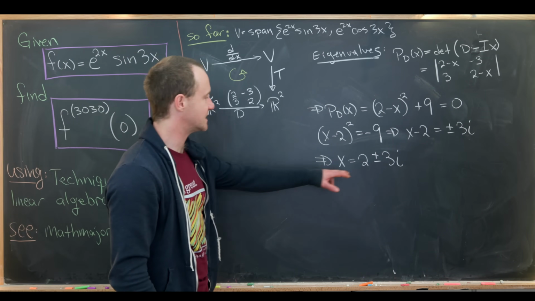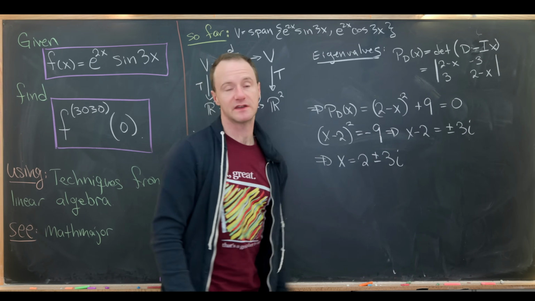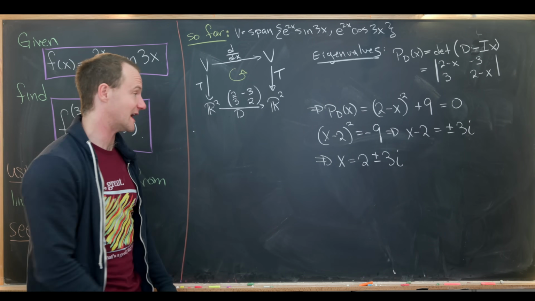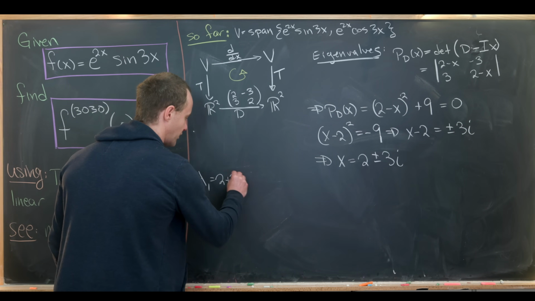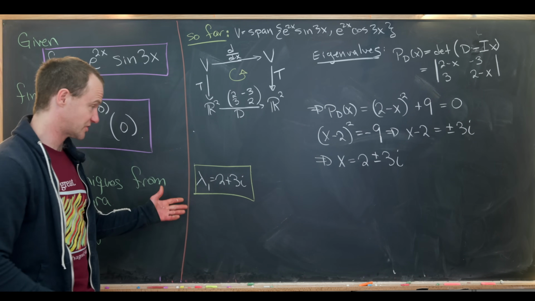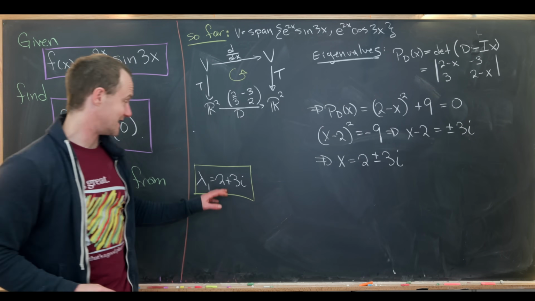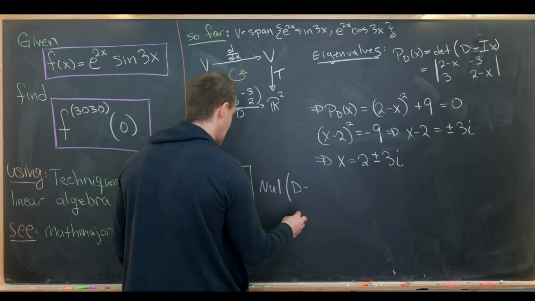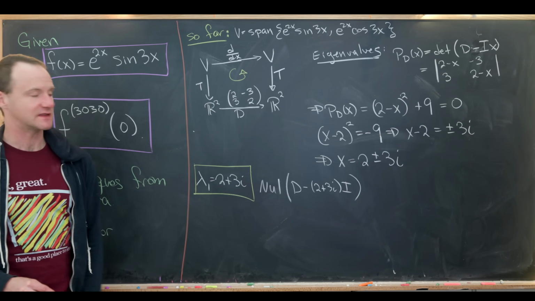Okay, I think that's pretty interesting because the 2 goes with this exponent right here, and the 3 goes with this argument of cosine and sine. Okay, so now that we've got these eigenvalues, let's start to look for the eigenvectors. So let's maybe start with what I'll call lambda 1, which is 2 plus 3i. Let's recall, in order to find the eigenvector, we need to look at the null space of this matrix D minus I times lambda 1. So let's write that down. We need the null space of D minus 2 plus 3i times the identity matrix. So it's something like that.